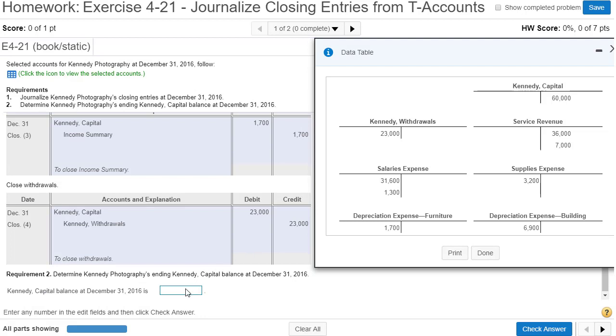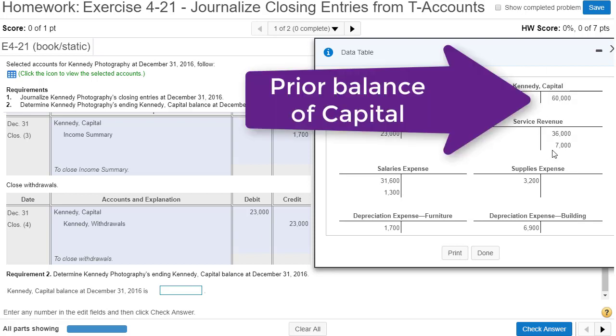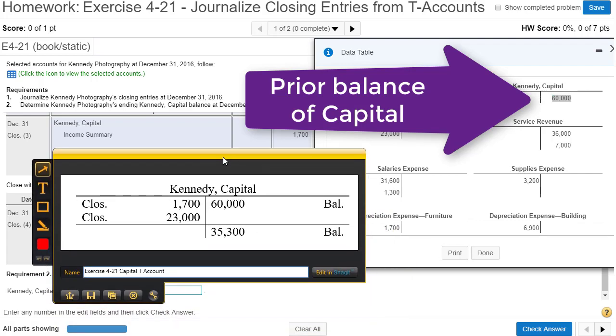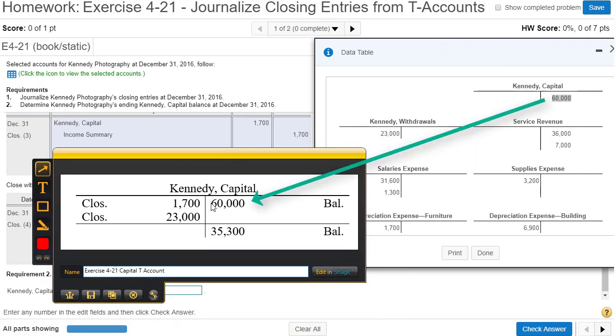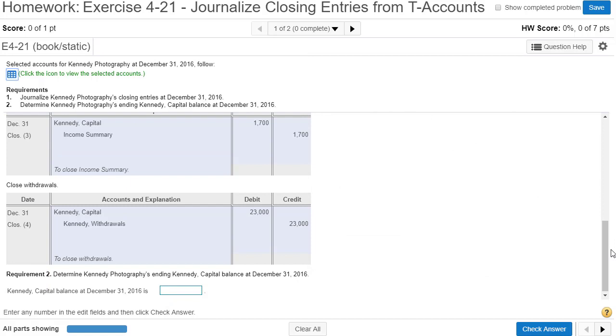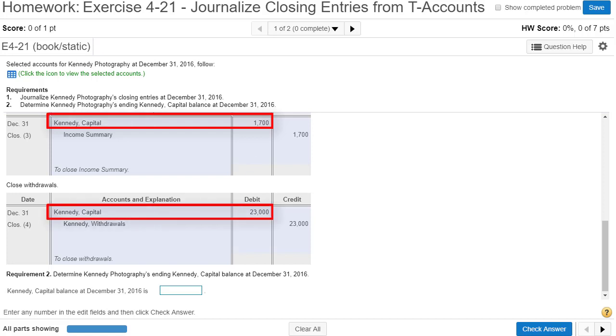Cool. Now the last thing they're asking us is, what's the balance of capital? Well, to do that, we have to first know what the beginning balance of capital was. So the beginning balance of capital is right here, $60,000. So we should do a T account, and I've done a T account. Here's a screenshot of the T account. I put the $60,000 on the right side, because it came from right here. So we're done with that data table. I don't need to scroll up because the other two times we affected capital are right here. So let me bring back my screenshot.